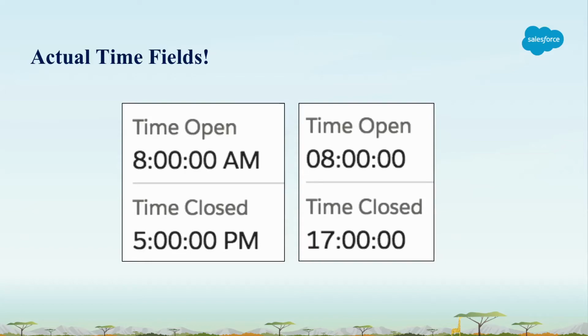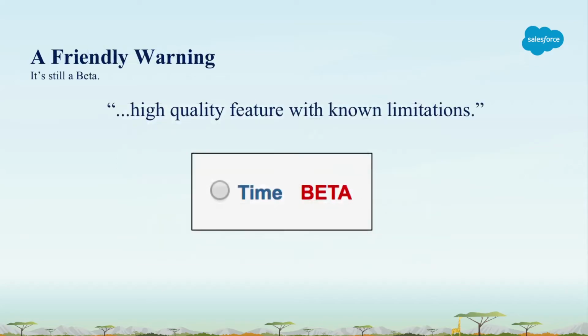24-hour time. So what I did was I changed my locale to English UK. And it just displays it in English UK style. It just works. It's great. I was super impressed with that. So this is what beta means. It is a high-quality feature with known limitations.